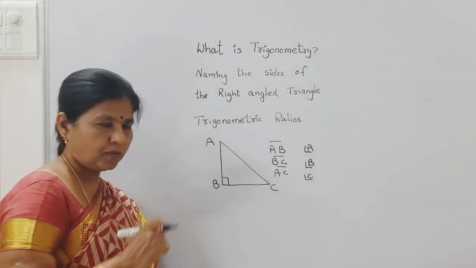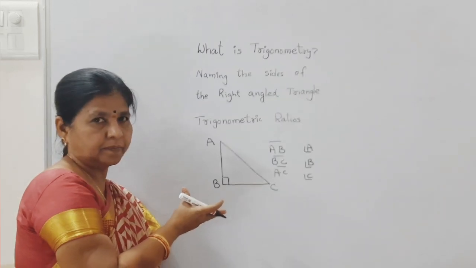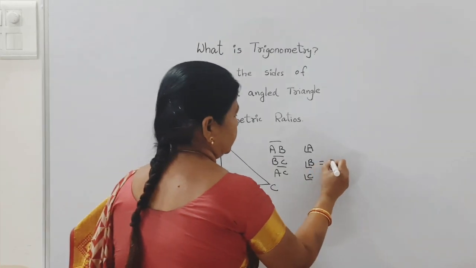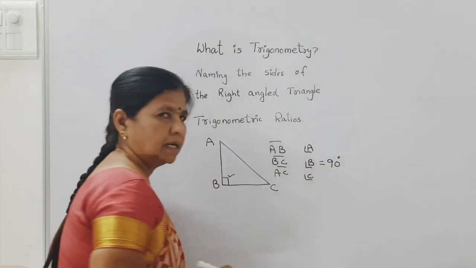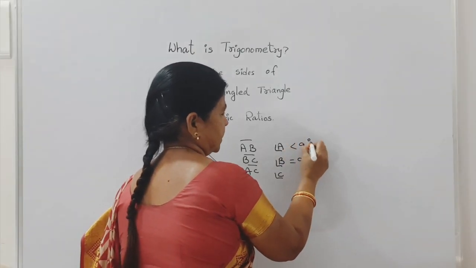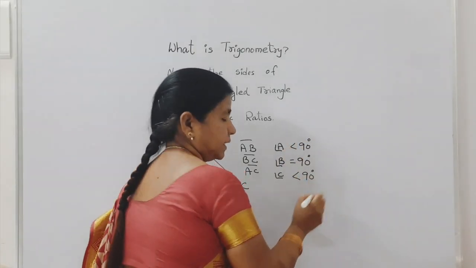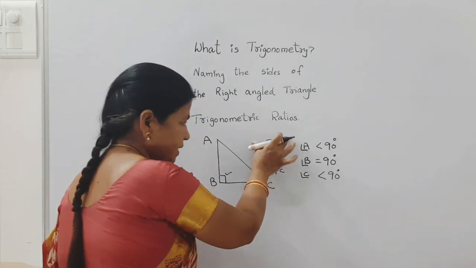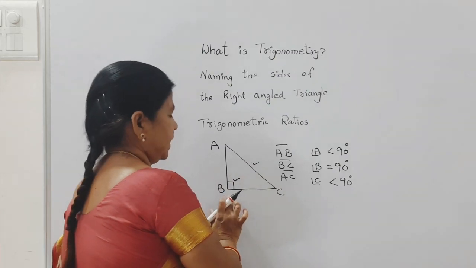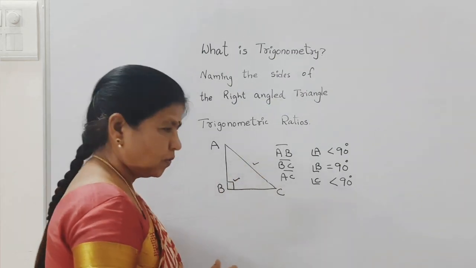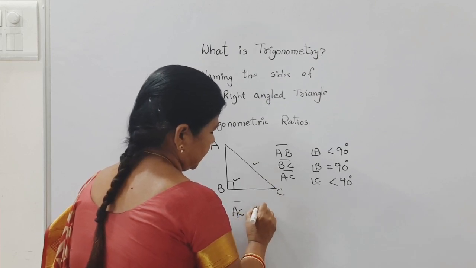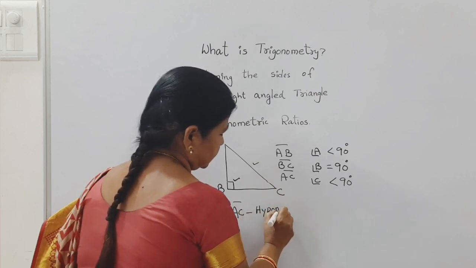What can you say about the angles? Angle B is a right angle, so angle B is equal to 90 degrees. These A and C are acute angles, so these are less than 90 degrees. Now, what can you say about these sides? In this triangle, the side opposite to the right angle is called the hypotenuse. We know this one. So, AC is the hypotenuse.